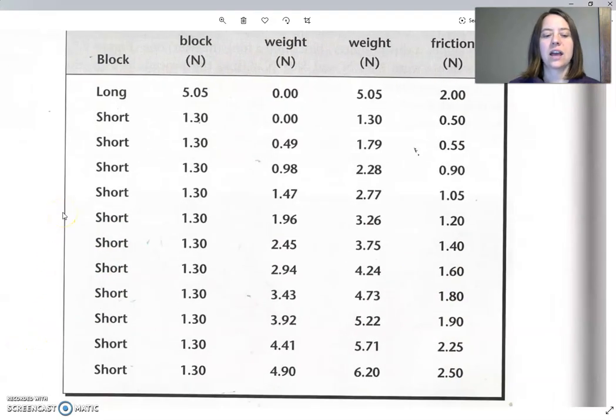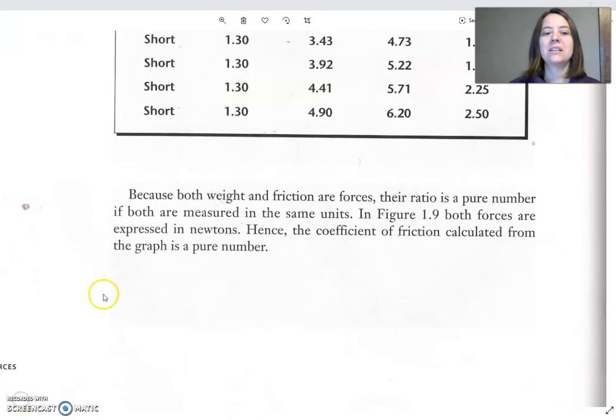So let's look at the short block. When it's around 5 newtons, as the weight of the long block is up here, it has about the same force of friction. So it doesn't matter how big it is, it just depends on the weight. Because both weight and friction are forces, their ratio is a pure number if both are measured in the same units. In figure 1.9, both forces are expressed in newtons, hence the coefficient of friction calculated from the graph is a pure number. So let's take a look at that graph, figure 1.9.